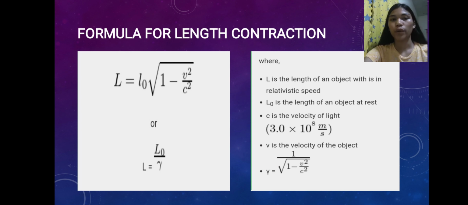Now, let's move forward to the formula for the length contraction. So the formula for the length contraction is L equals L0 square root of 1 minus v squared over c squared, where L is the length of an object with its relativistic speed, L0 is the length of an object at rest, c is the velocity of light, and v is the velocity of the object.